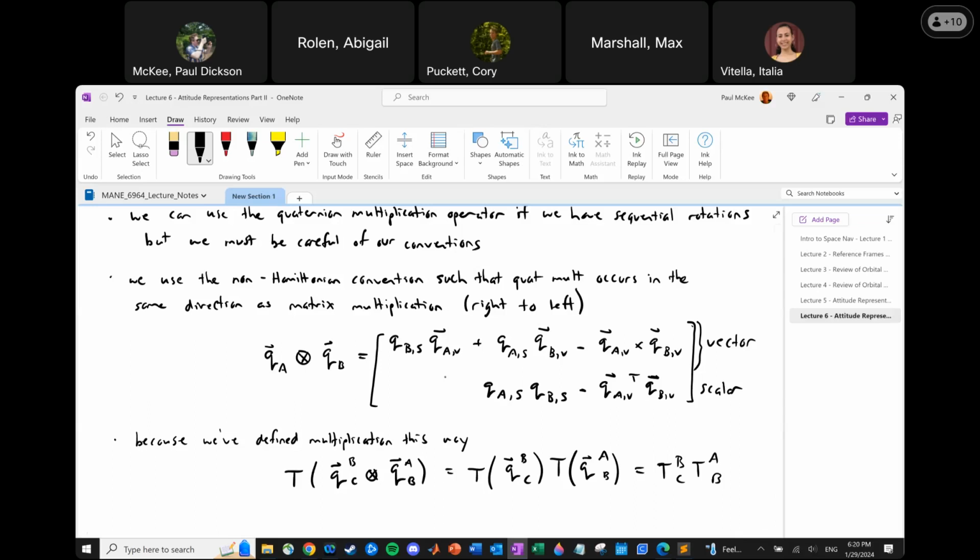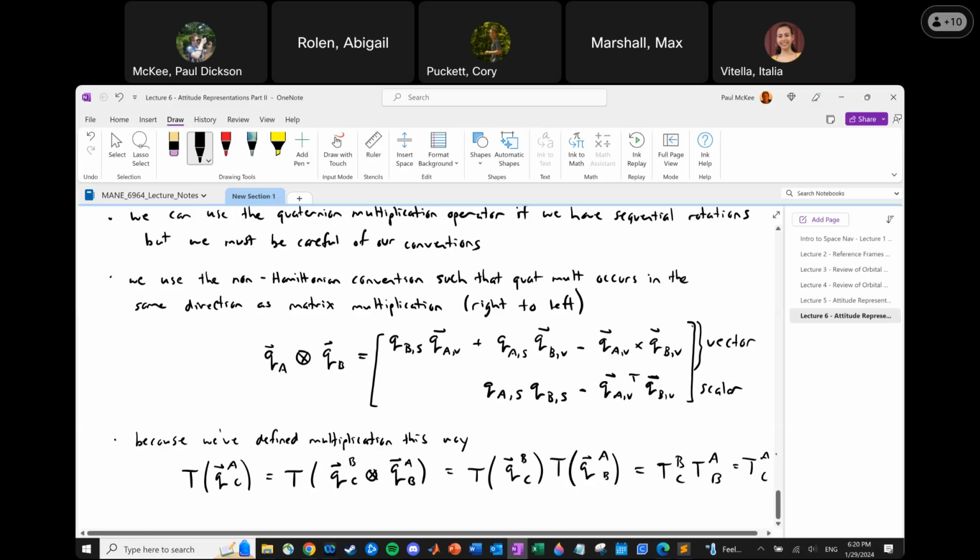And so you could think about it this way. T of the quaternion from A to C can be split up like this, and this ultimately gets you the T from A to C. So actually, I'm going to add that to my notes as well. I think that's more clear. T made from the quaternion from A to C, this is equal to T A to C.